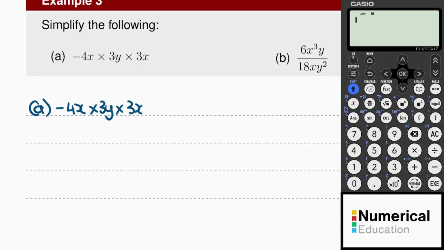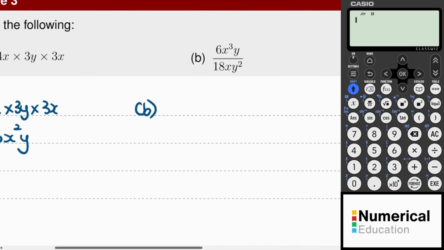So work with the numbers first. Negative 4 times 3 is negative 12. Times 3 more is negative 36. We've got an x here that we're multiplying with another x at the back there, so that will be x squared. There's only one y there, so we'll have one y as our answer. Done. Okay, part B, let's move across a little bit, right? We've got a fraction over here. I might just rewrite the question: 6x cubed y all over 18x y squared.